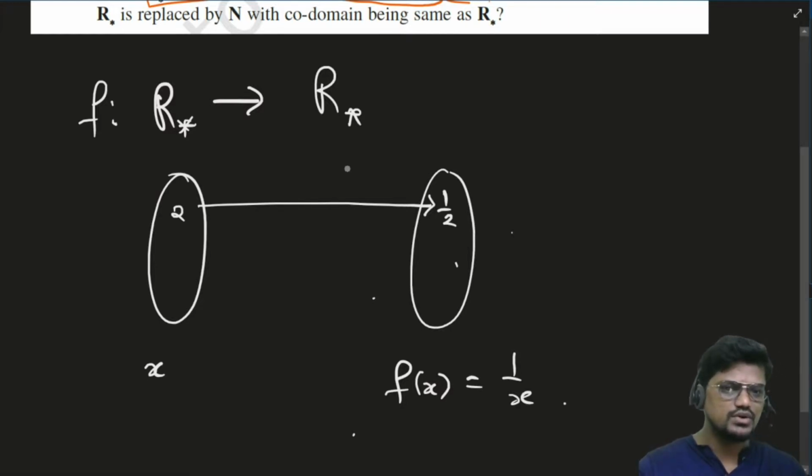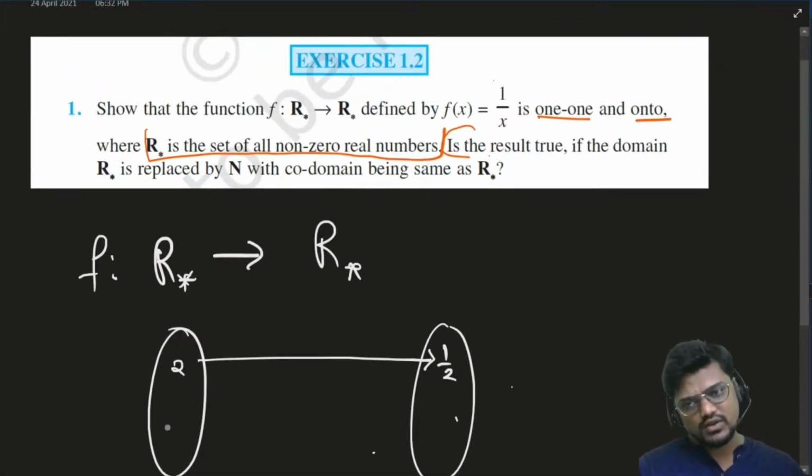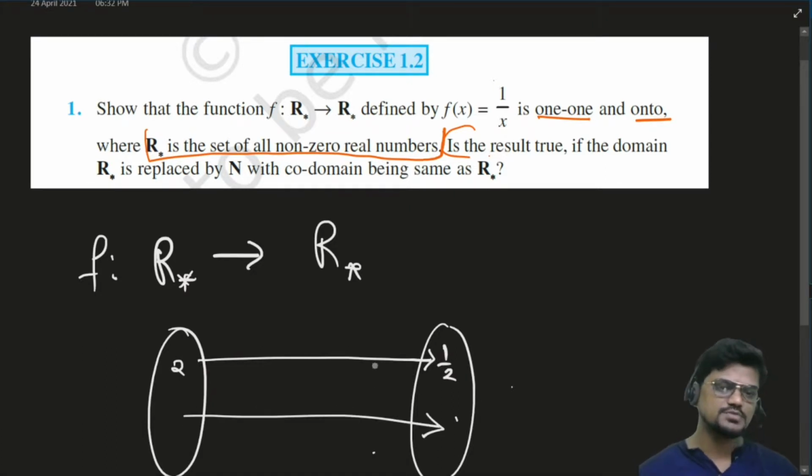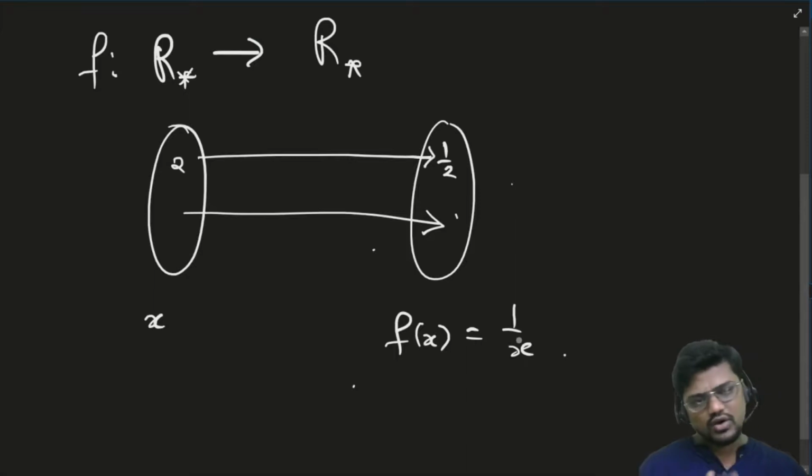It is a non-zero real number, right? So if I put any real number over here, whatever answer I get as per f of x, I will always get some real number or the other.